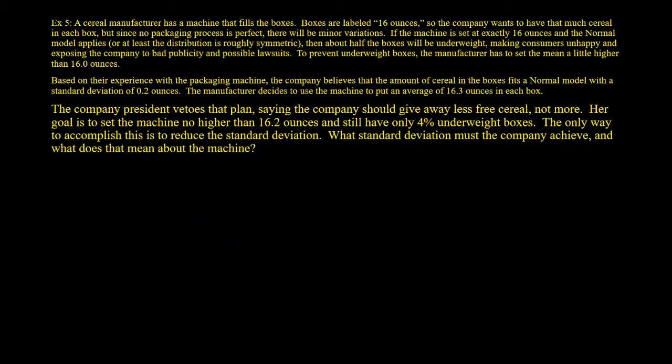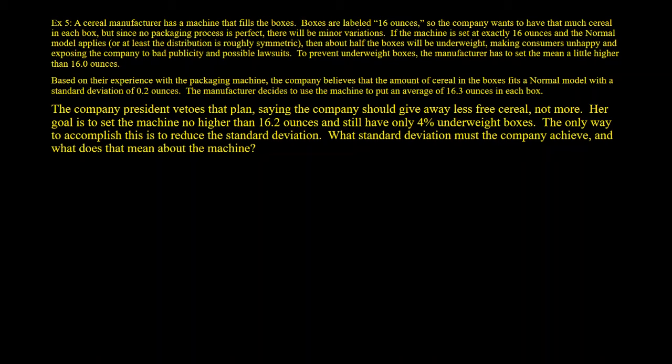The company president vetoes that plan, saying the company should give away less free cereal, not more. Her goal is to set the machine no higher than 16.2 ounces, and still have only 4% underweight boxes. The only way to accomplish this is to reduce the standard deviation. What standard deviation must the company achieve, and what does it mean about the machine?